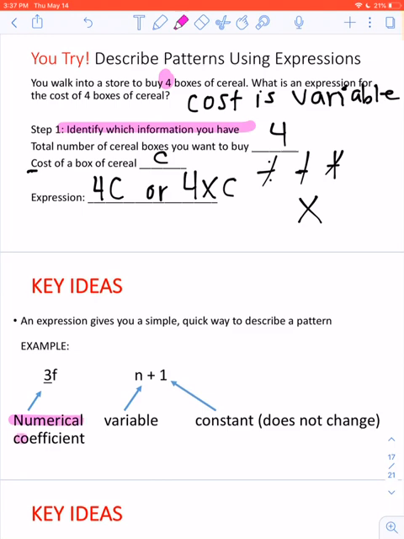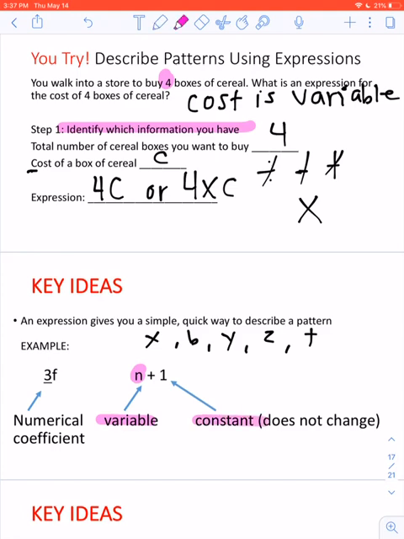A numerical coefficient is the number in front of the variable. Remember my trick? Number. Numerical. They sound the same. The variable is the letter. Anytime you see a letter X, B, Y, Z, T, C, W, any letter in the alphabet, that's your variable.